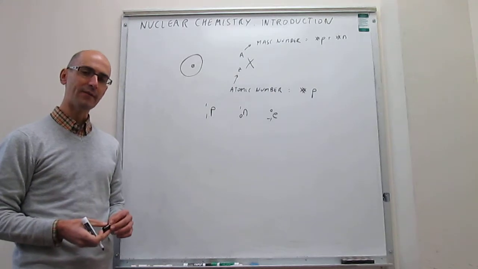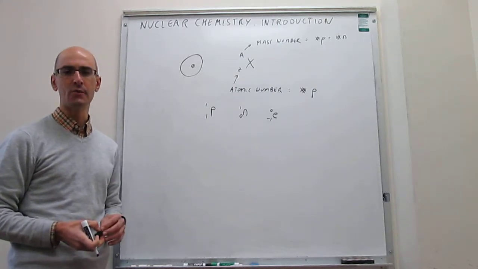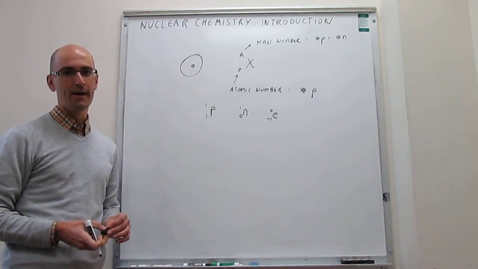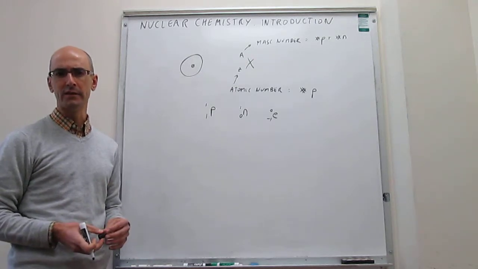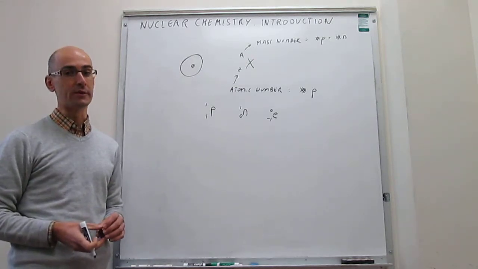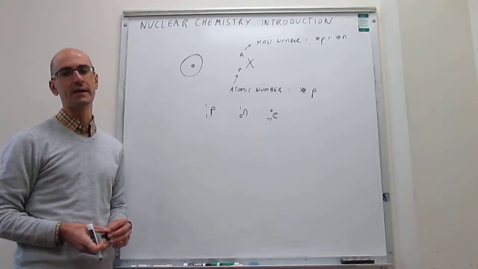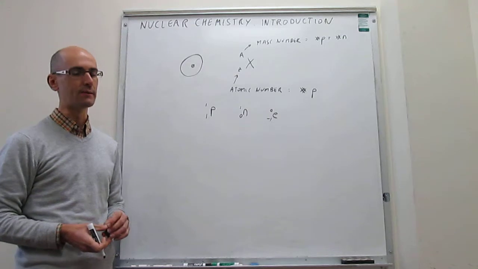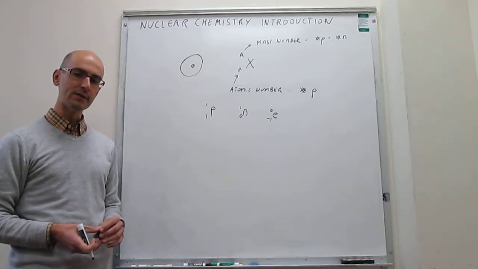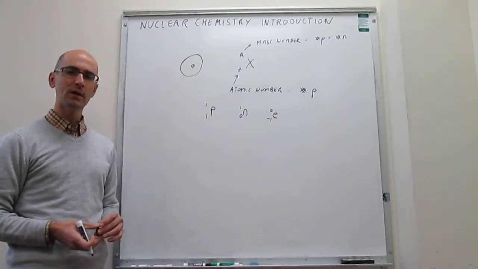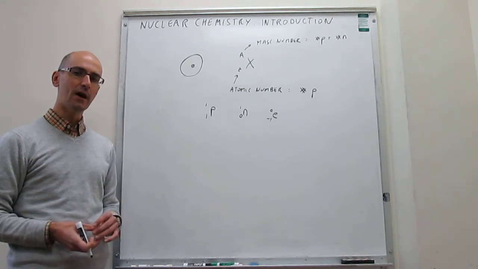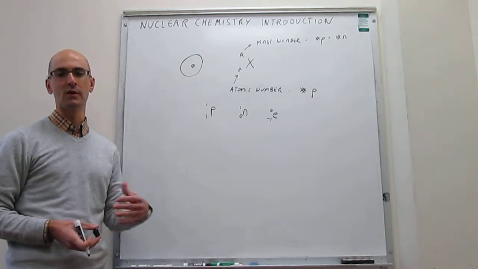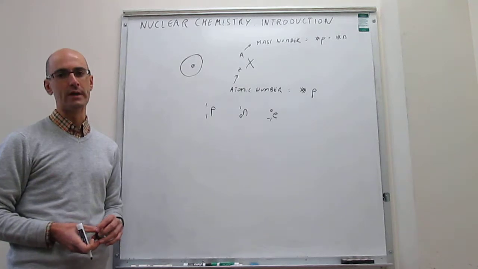It turns out that there are about 2,000 or so known nuclei, even though we only have about 118 or so elements in the periodic table. That tells you that many of those elements have many isotopes. Of the 2,000 known nuclei, only about 279 or so are stable with regards to decay into other isotopes.